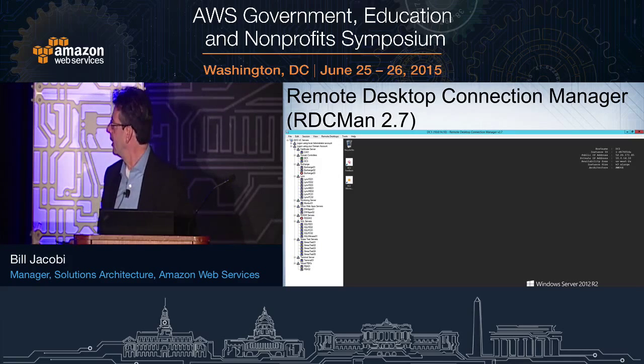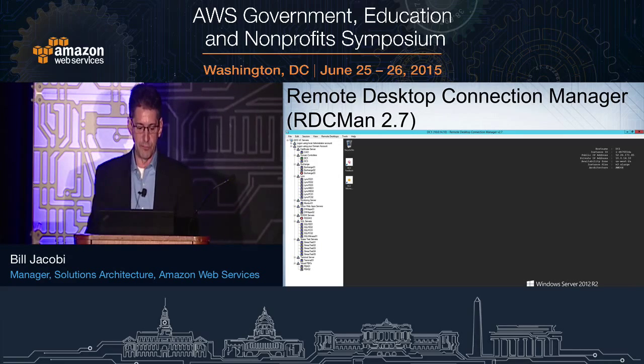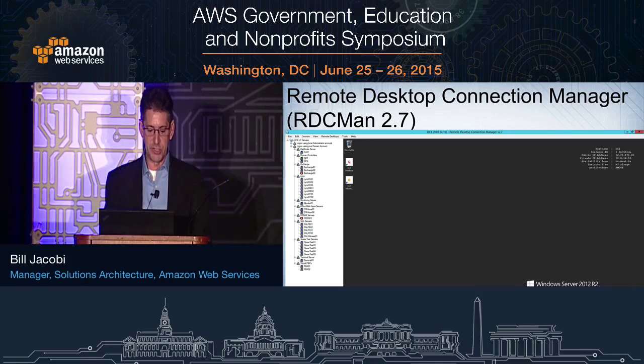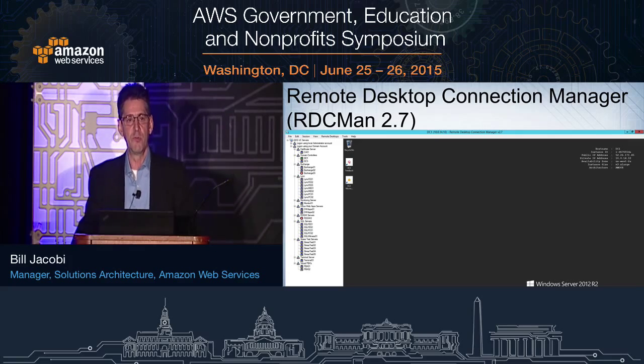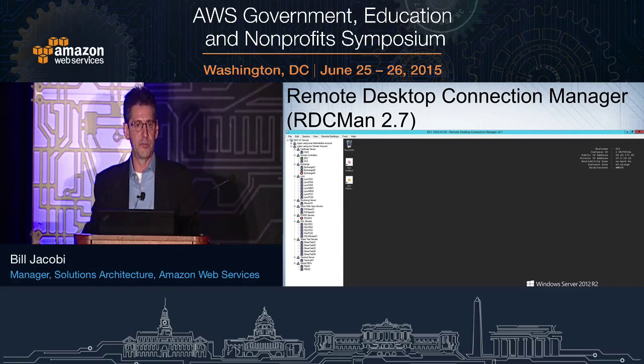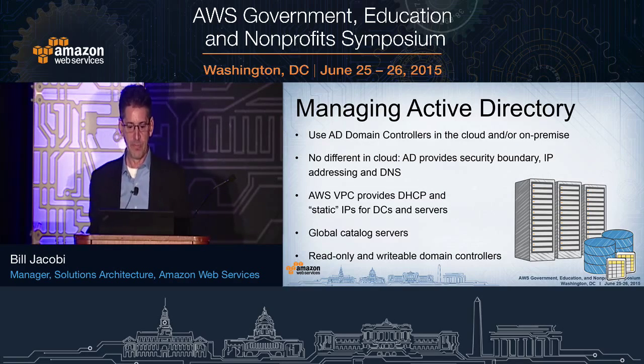So this is a picture of what Remote Desktop Connection Manager looks like, version 2.7. This is a tool that we recommend if you're installing more complicated Microsoft Server architectures like Lync Enterprise or Exchange Enterprise, where you may have multiple servers and multiple roles. You can just click here and you'll connect directly to your backend instance.